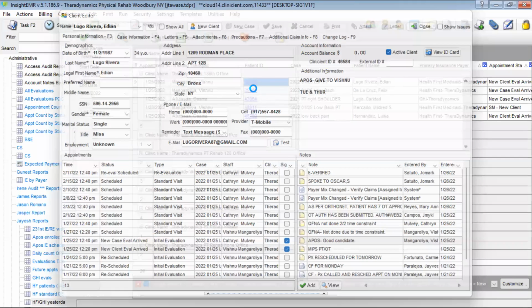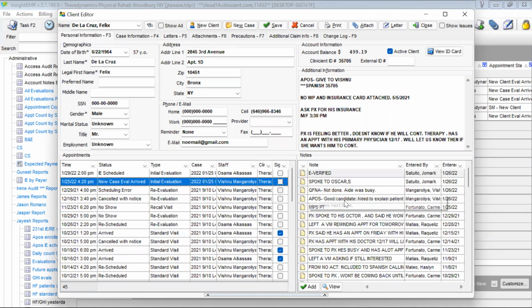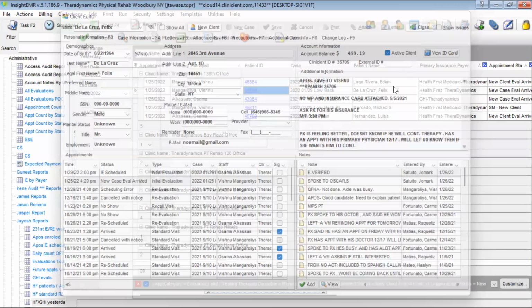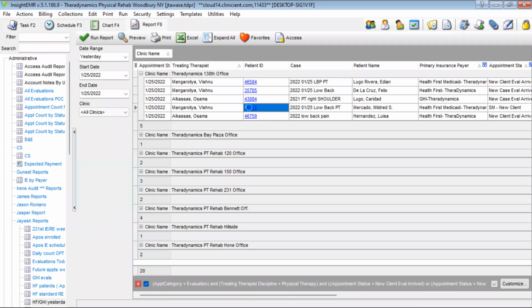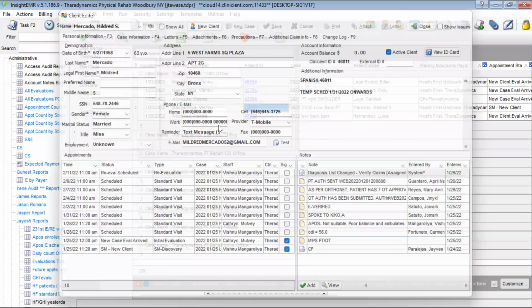We go here, so you click on the ID. It was on 125. Now, Apos, good candidate, need to explain about the patient. Again, Apos, give to Vishnu is there, so that's good. We go to the next one. This is shoulder, so I won't be going in there. Now this one, we click here for 125. There's a note, Apos, not suitable, poor balance and ambulatory pain. Okay, that's fine too. Close it right here.